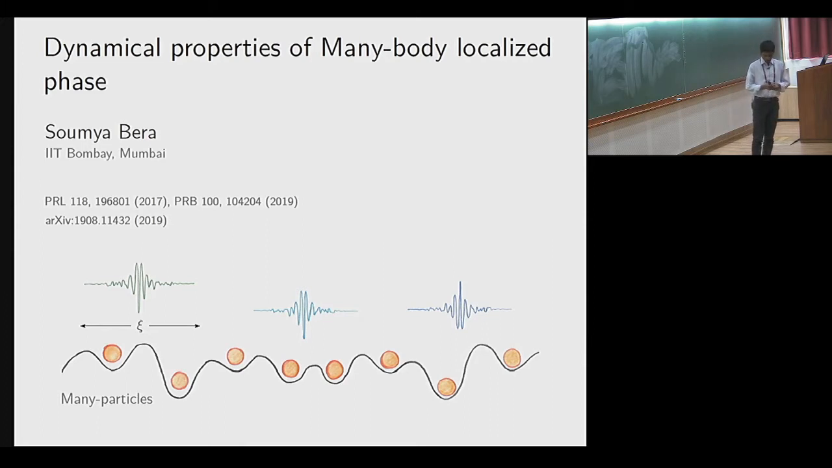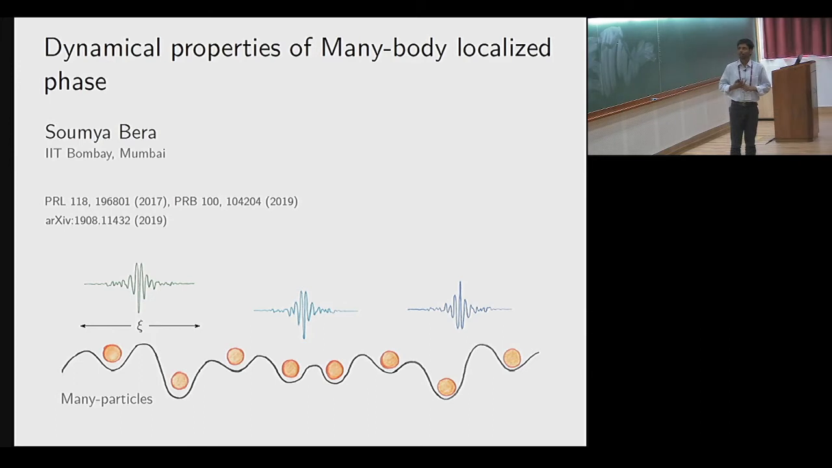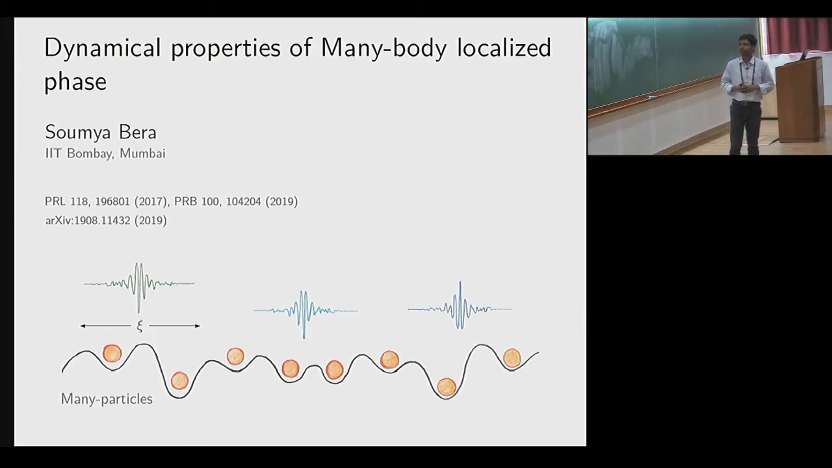So I will also be talking about many body localization. We have already heard a few talks on many body localization. Mainly I will be talking about dynamical properties, and mostly about numerical experiments on usual many body systems. I will show you what we think is going on from the perspective of dynamics. Whatever I'm going to talk about is mostly based on these three works.